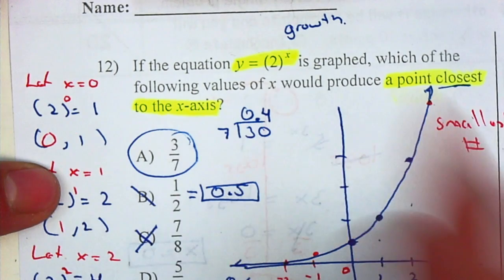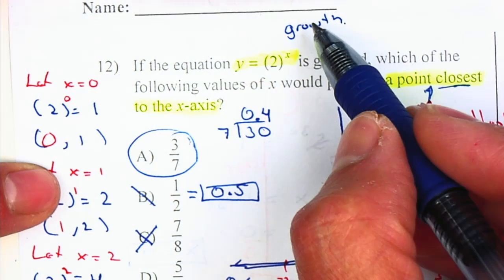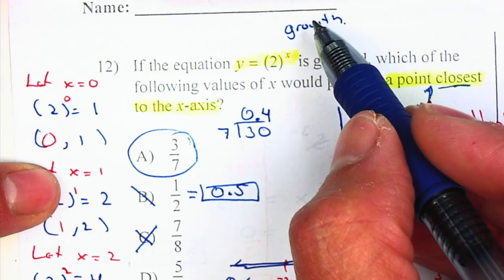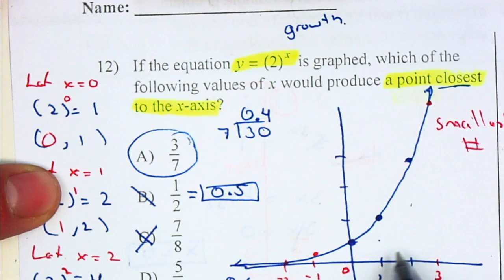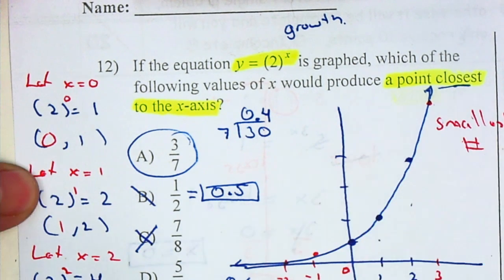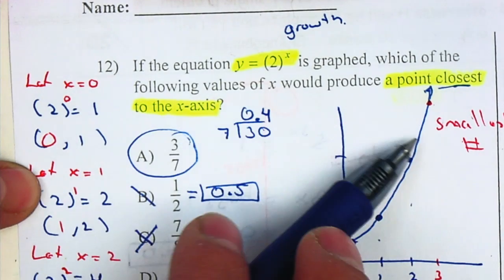So remember that you first need to determine if it's an exponential growth or decay. Once you sketch it, then you can analyze the graph and say, okay, which of those is the smallest number or the biggest number producing a point closest to the x-axis? In this case, it will be the smallest number.